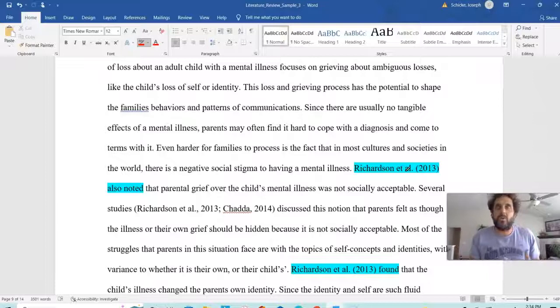So if you have a source that has like 7 authors on it, you don't need to write out all their names. Just say the first author's last name, et al.